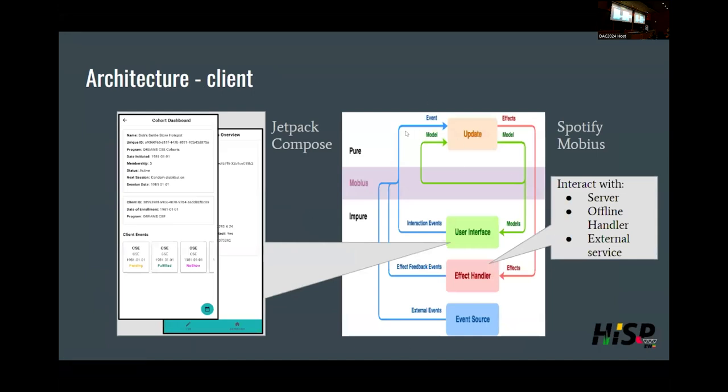So in the more detailed architecture of the client, we decided to go with something similar to React and Redux, where we have unidirectional flows, so it's event-based. And we are using Jetpack Compose for our UI. What we make sure is that everything is done as an event. The reason we chose event-based is that if there's an issue, you can always replay those events, so it will help us with our offline workflows as well.